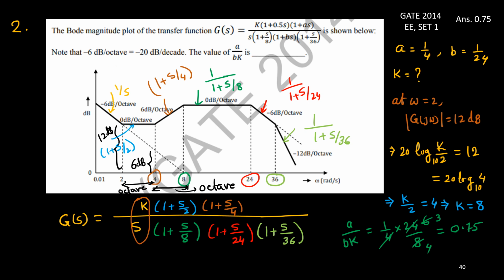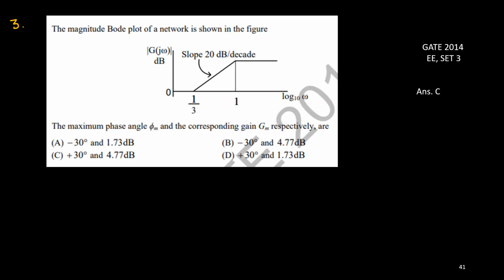Now we'll consider the next problem, problem number 3. This is the figure given, and it is a very simple figure. It is 0 dB, then there is a slope of plus 20 dB per decade, then again it is flat, 0 dB per decade, from omega equal to 1. But the problem here is we need to find the maximum phase angle phi m and the corresponding gain Gm.